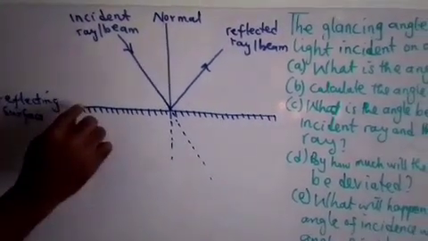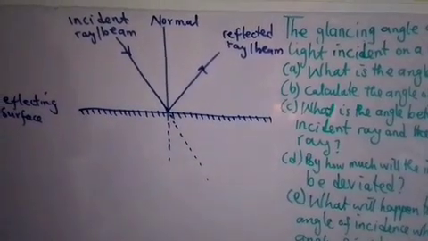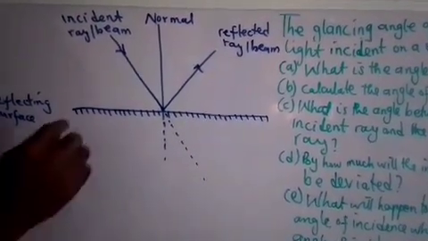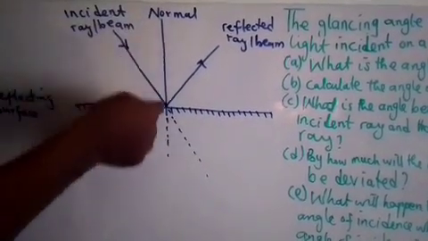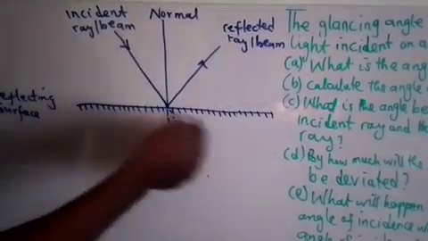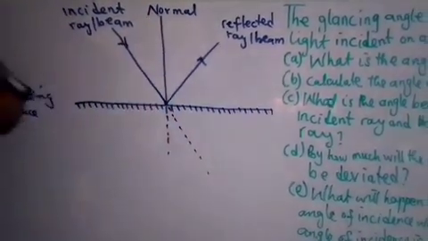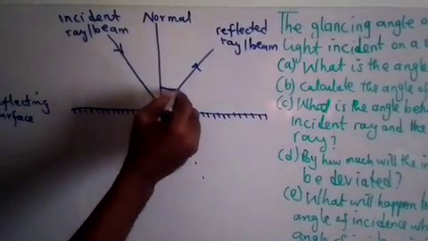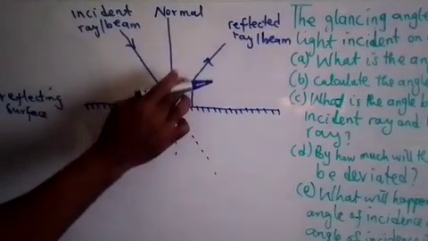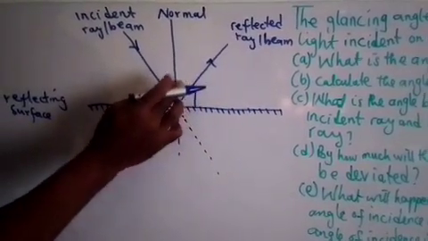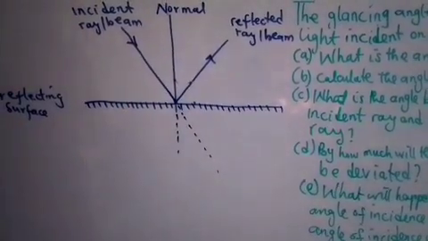Now, this is a reflecting surface, like a mirror. You remember what they call normal? That means on this surface, draw a line that will be perpendicular with this surface. Being perpendicular means it will make an angle of 90 degrees with the reflecting surface. That's what it means. So this is the normal. I've drawn this. Why is this normal very important? It's going to guide us in measuring all the other angles of interest.